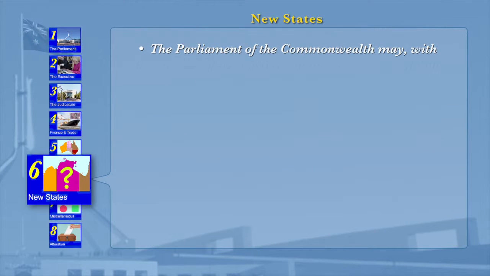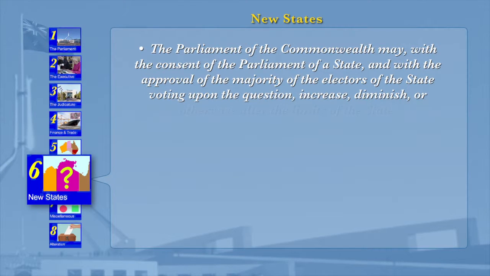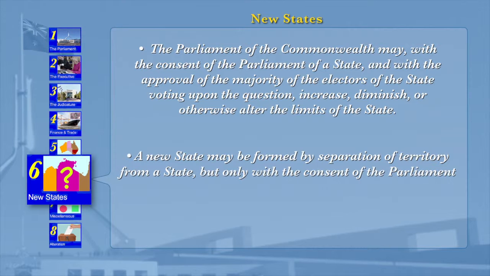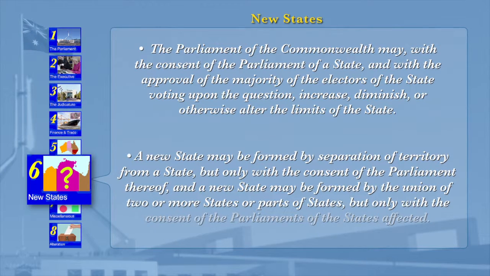The Parliament of the Commonwealth may, with the consent of the Parliament of a state, and with the approval of the majority of the electors of the state voting upon the question, increase, diminish, or otherwise alter the limits of the state. A new state may be formed by separation of territory from a state, but only with the consent of the Parliament thereof, and a new state may be formed by the union of two or more states or parts of states, but only with the consent of the Parliament of the states affected.